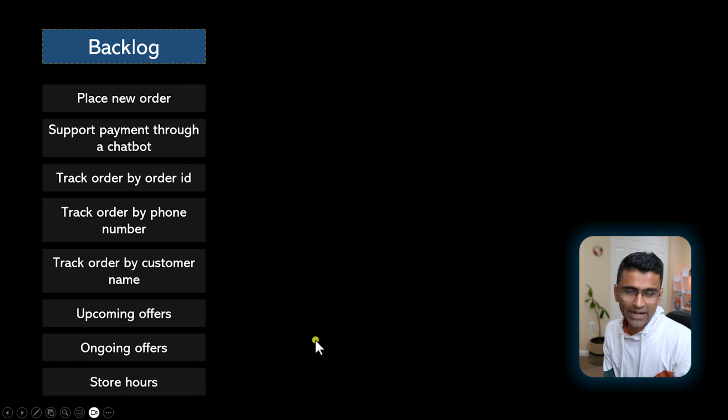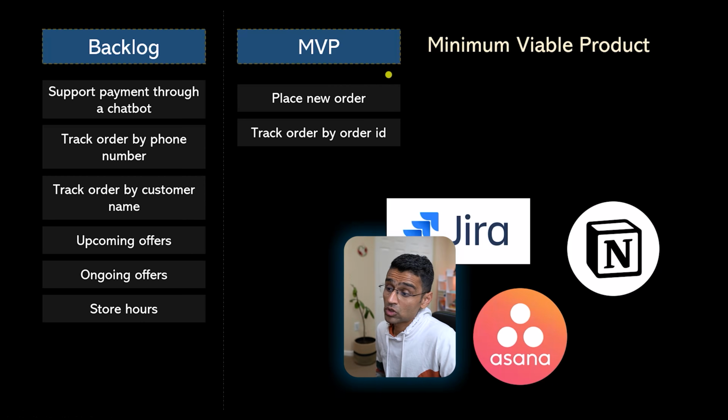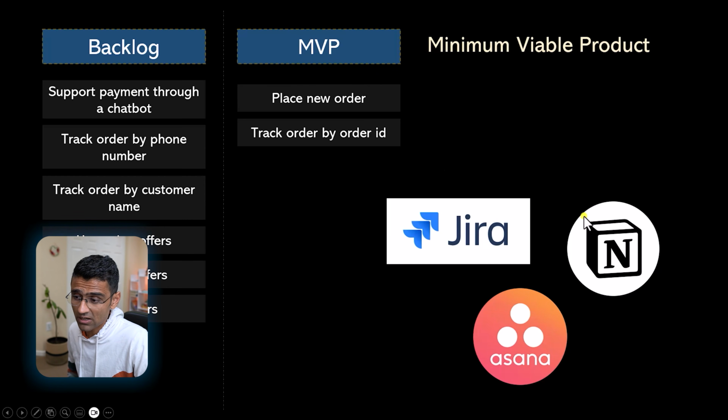Then after you had that discussion, which I already talked about, you came up with these 2 features, and they are called MVP, minimum viable product, which is your phase 1. In phase 1, I want these 2 features. And you can use tools such as Jira, Notion, Asana, etc. for doing this kind of project management.